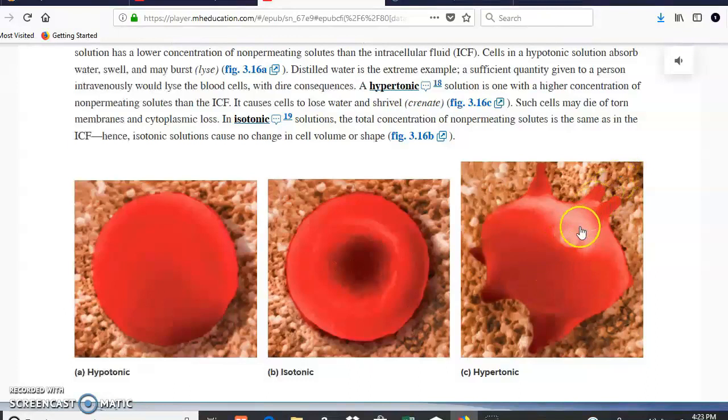Because of that, the water will go from inside the cell to outside the cell. And that's why the cell will shrivel. Right here, this is hypotonic. In hypotonic, you have in the cell 3 pounds of salt, and outside, you're going to have, let's say, 1 pound of salt. You have more salt in here, therefore the water will go from the outside to the inside. And therefore, the cell will swell and eventually may explode.